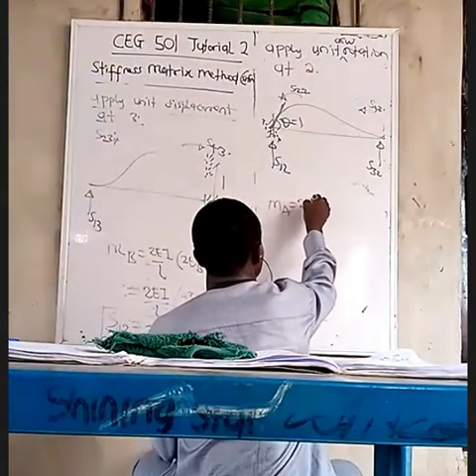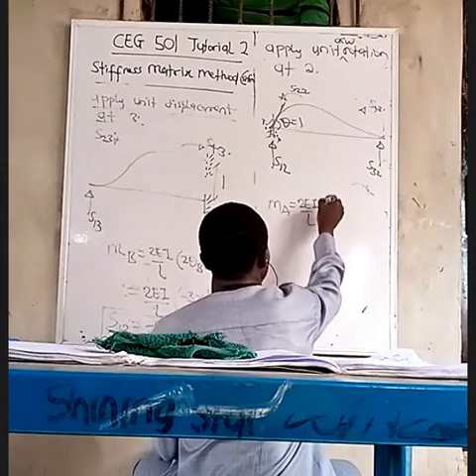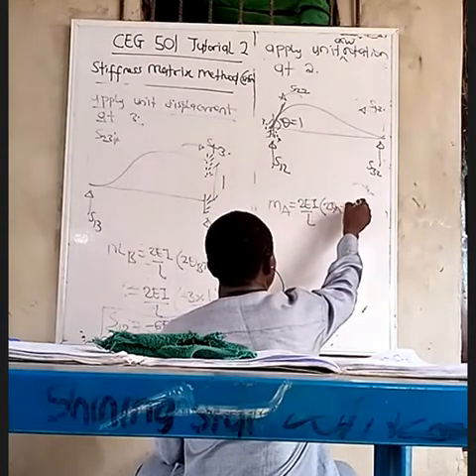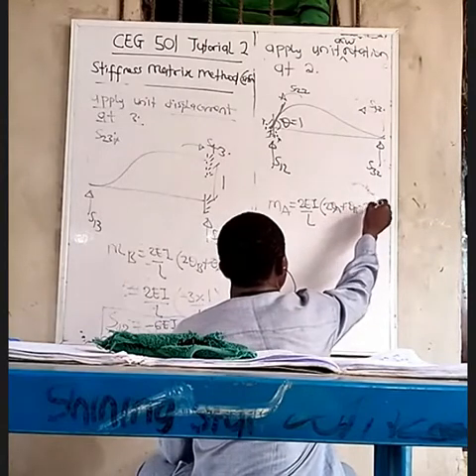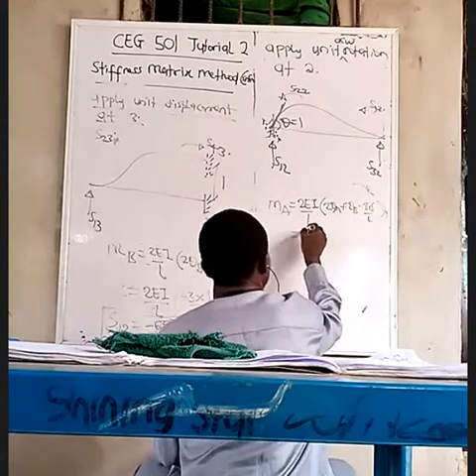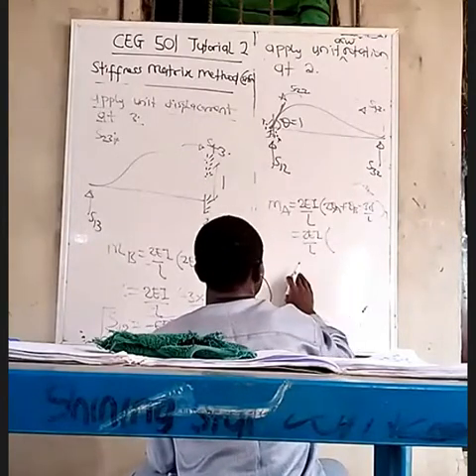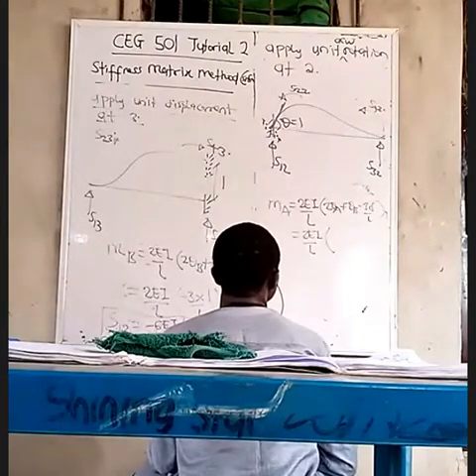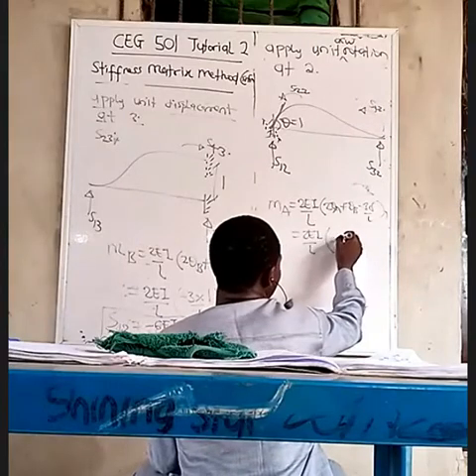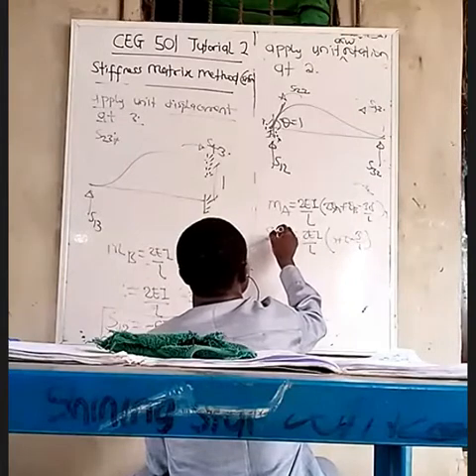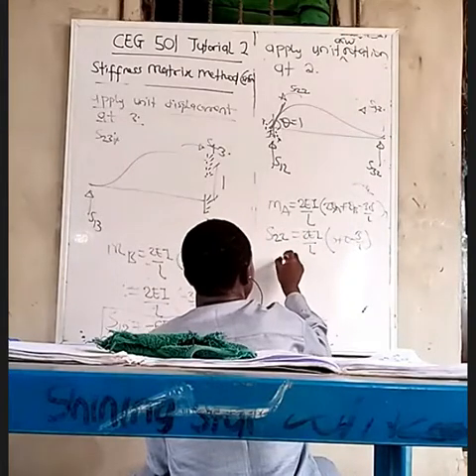MA equals 2EI over L into bracket 2 theta A plus theta B minus 3 delta over L. That becomes 2EI over L into bracket, both ends are fixed, so 0, 0 plus 0 minus 3 over L. So that gives us our S.